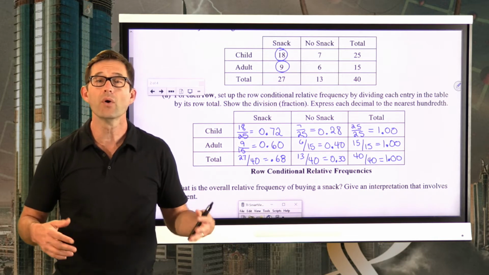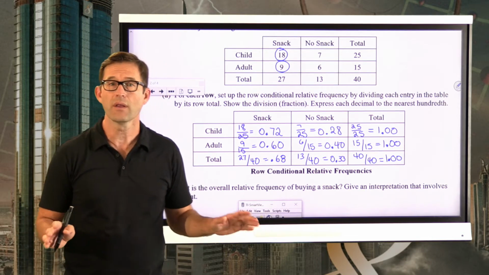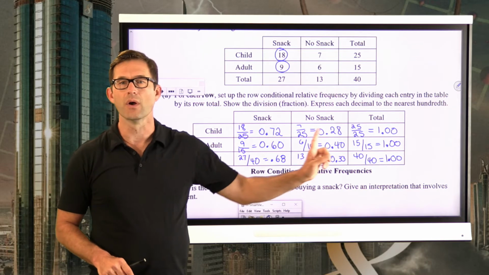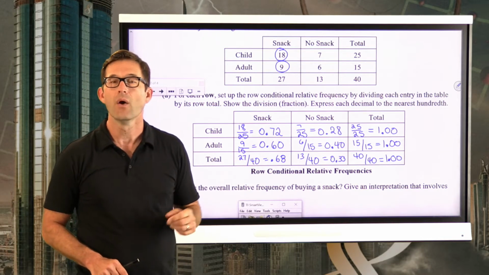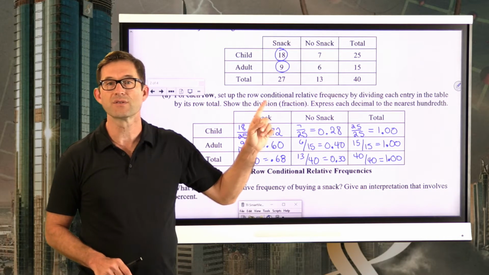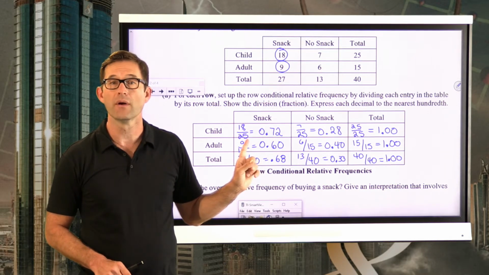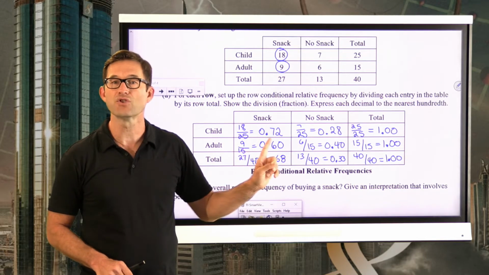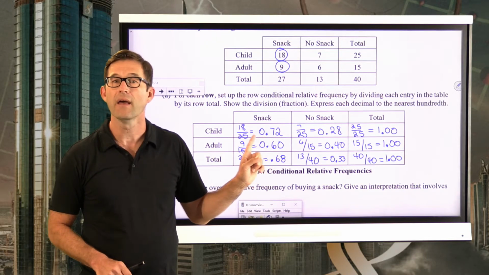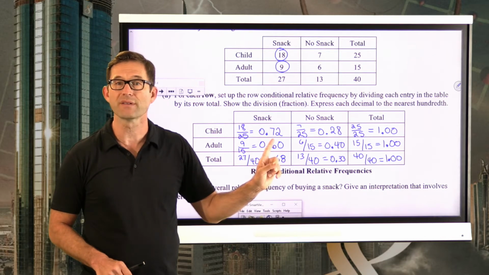And they're called row conditional because really what we're doing, I want you to think about this, is in the first row. Just let's concentrate on that, right? What I did was I took the number of kids who bought a snack, which was 18, and I divided by the total number of children. Now, what is that really giving me? It's really giving me the percent of children, right, who bought a snack. 72% of children bought a snack.